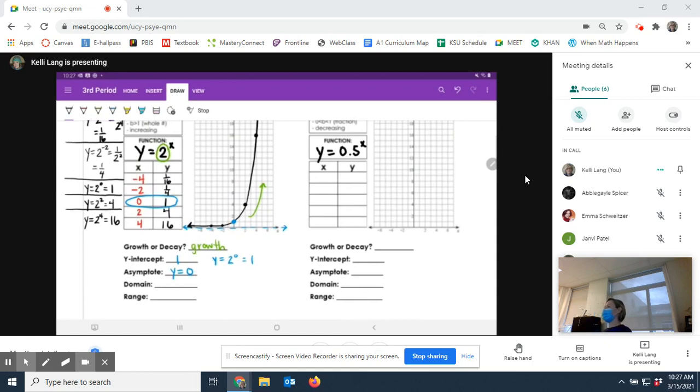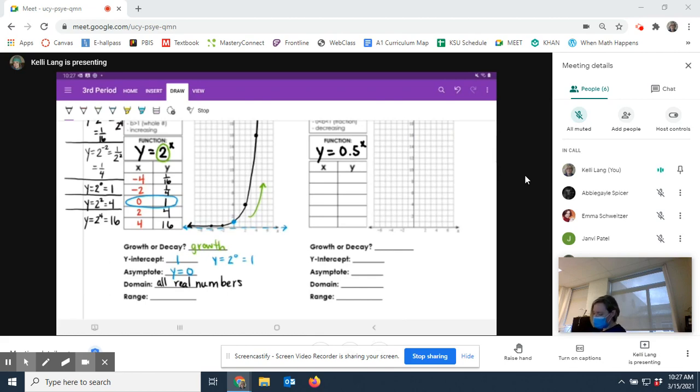Domain is all of the x's we're allowed to put into the function. And that's going to be all real numbers. This is not a trick. Your answer for the domain of every single problem should say all real numbers. Not a trick at all. The range is a bit trickier though.